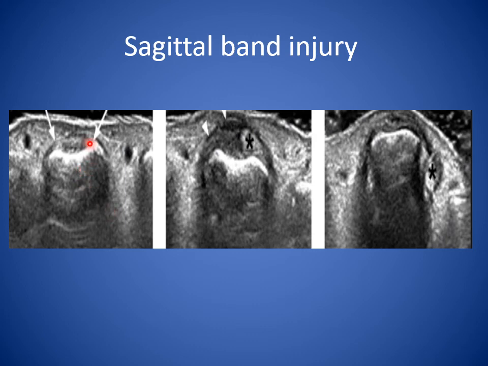Here is an example of the normal sagittal band, and this is the site of the injured band leading to subluxation of the tendon, and this subluxation may be as much as it moves to one side of the bone.